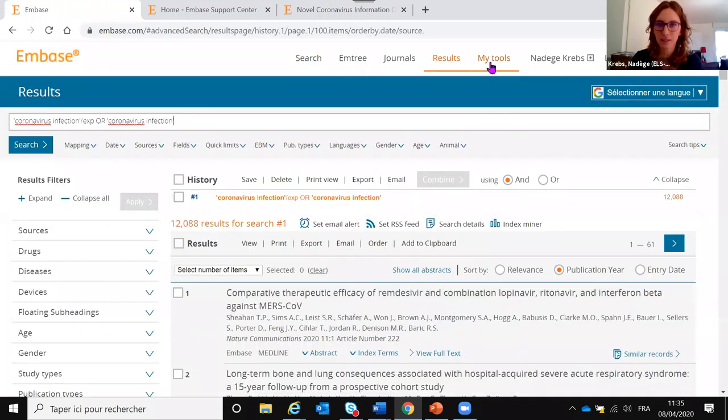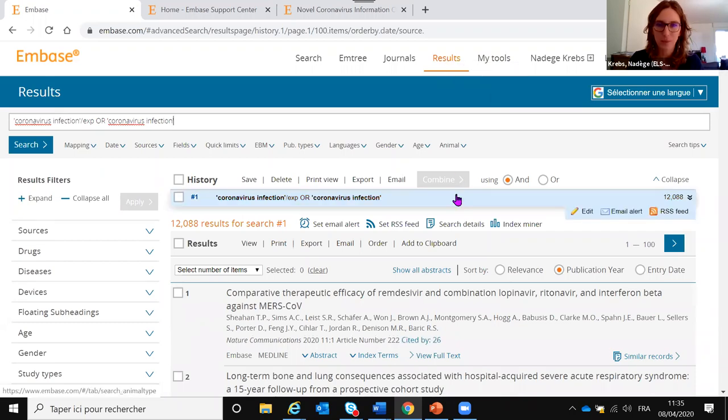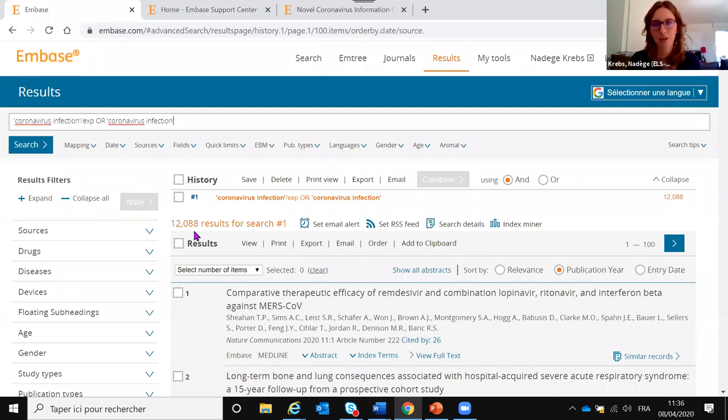And now I land in this tab, the results tab. So here I get 12,088 results. It's a lot and we don't want to read through them.